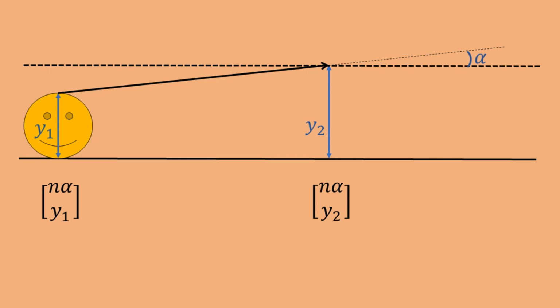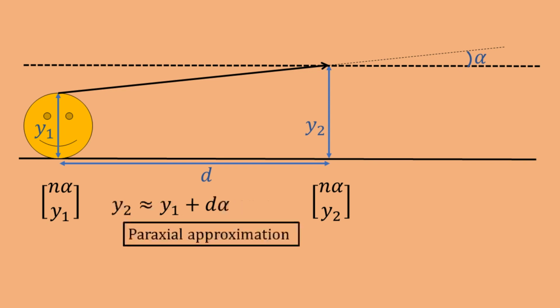For example, let's see what matrix describes propagation by a distance d. If we start at height y1 and propagate for a distance d at an angle alpha, we end up at a height y2, which is y1 plus d tangent alpha. If we assume that alpha is small, which we call the paraxial approximation, we can say that y2 is approximately equal to y1 plus d alpha.